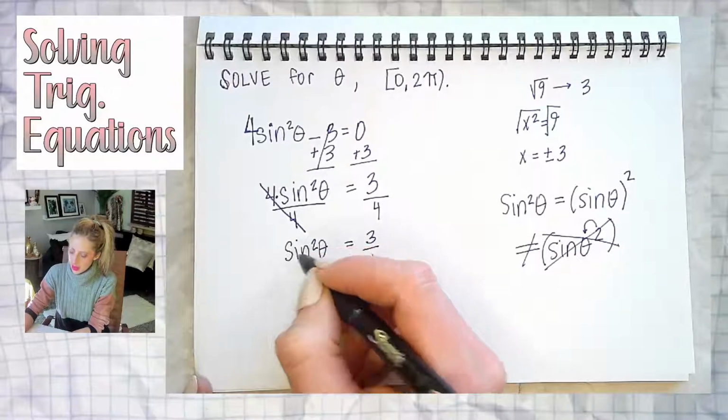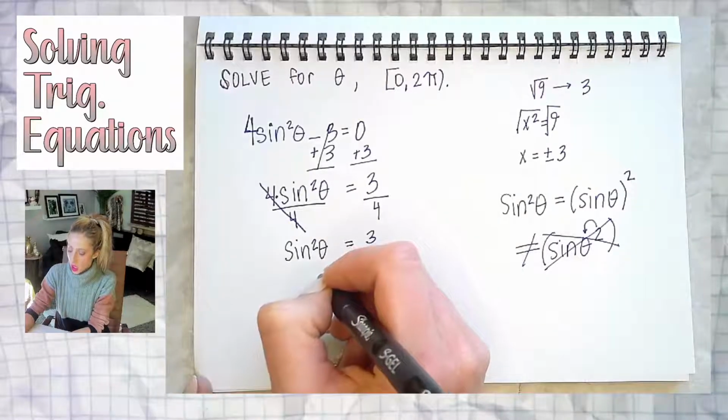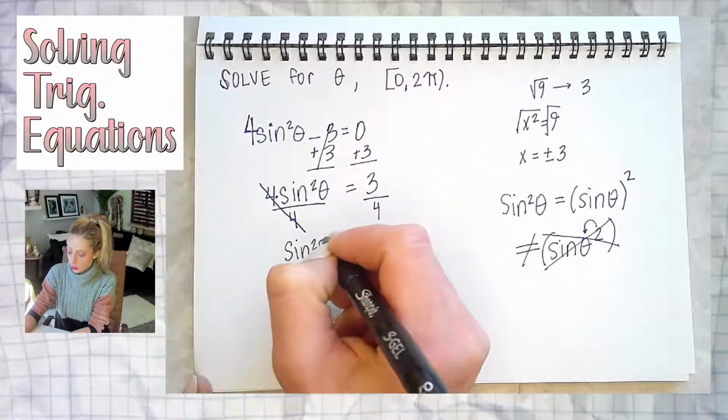Now, in order to get sine theta alone, to peel off that next layer of math that's on top of it, we're going to go ahead and take the square root of both sides.